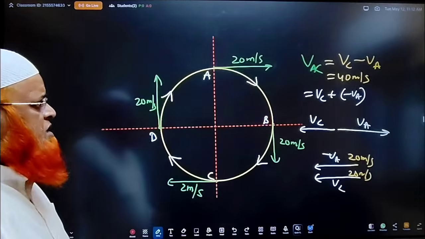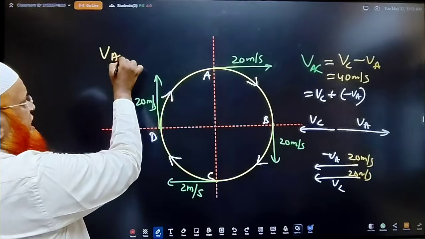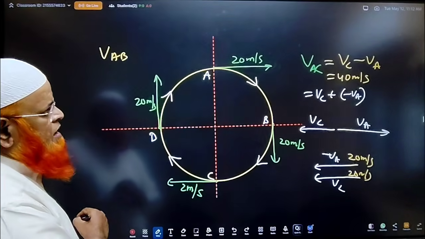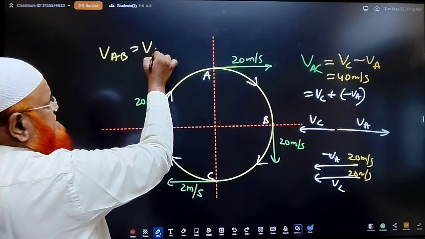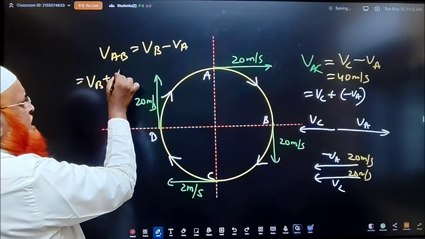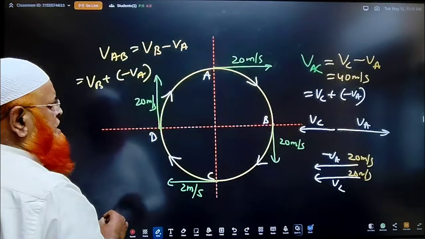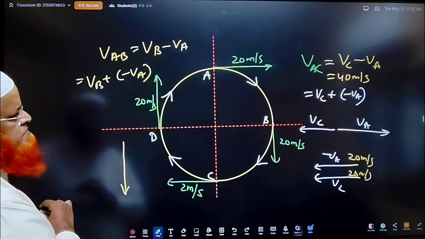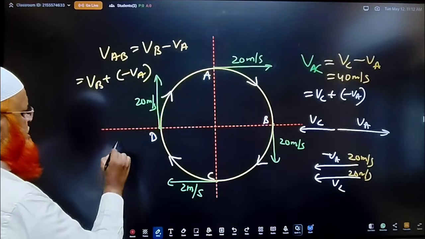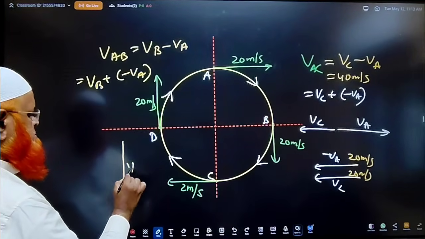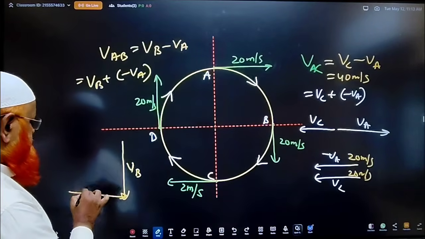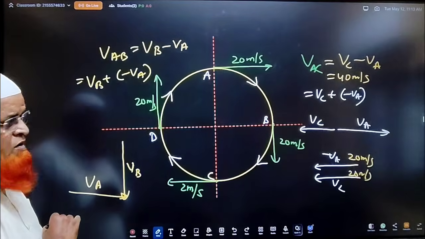But what about VAB? What about VAB? VAB can be written as VB minus VA, which can be written as VB plus of minus VA. So VA is like this, and where is VB? VB is downwards like this. Right or not? VB is downwards only. VA etla undi? Ila undi. Right or not? What will I do now?